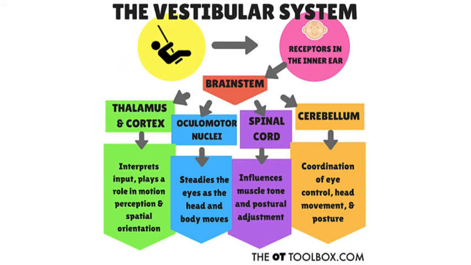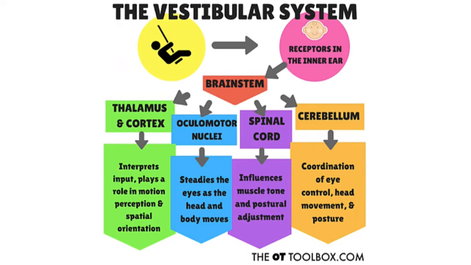This pictogram from the ottoolbox.com is a simplistic form of the vestibular system that we like to hand out to patients. It begins with the receptors in the inner ear that then go to the brainstem. And then from the brainstem there are connections to the cerebellum, the spinal cord, the oculomotor nuclei, and the thalamus and cortex. So the cerebellum coordinates eye control, head movement and posture.